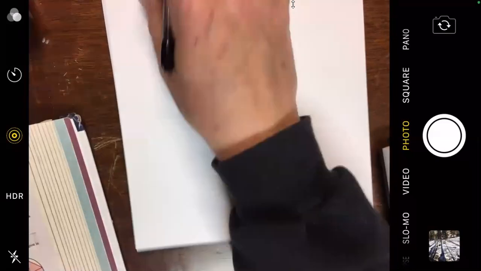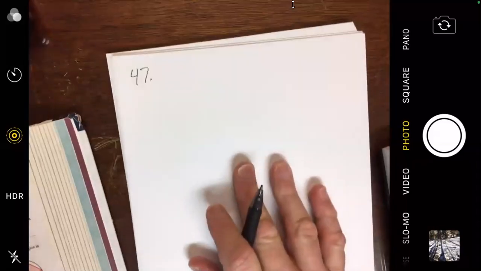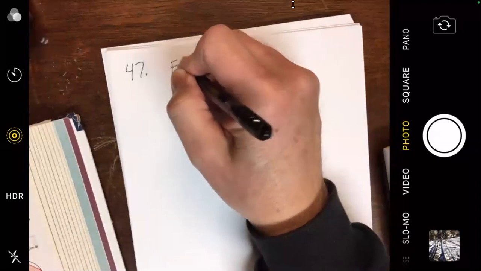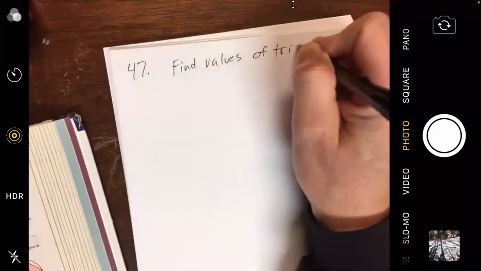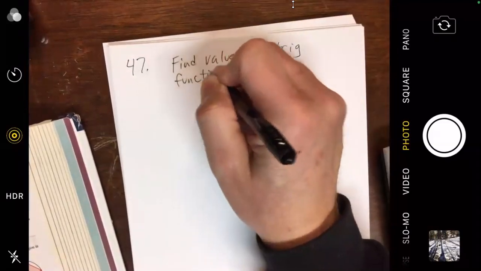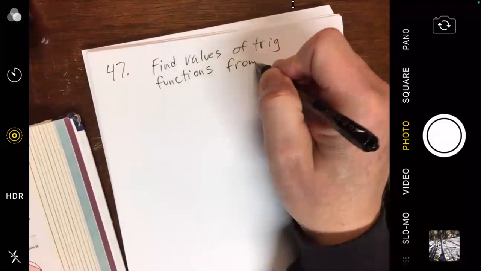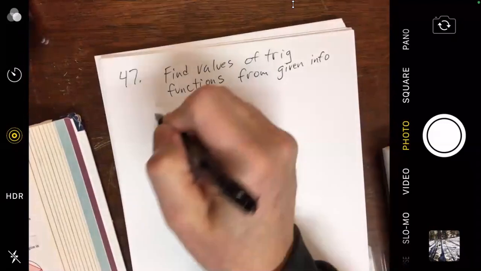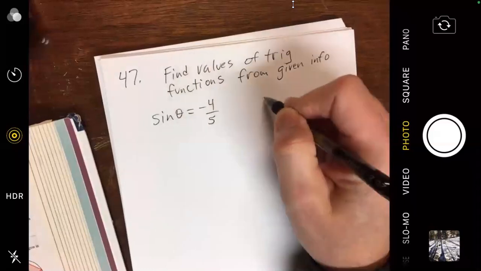Go to 47. You try to find values of trig functions from the given information. Sine of theta is a negative 4/5. You're in quadrant 4.